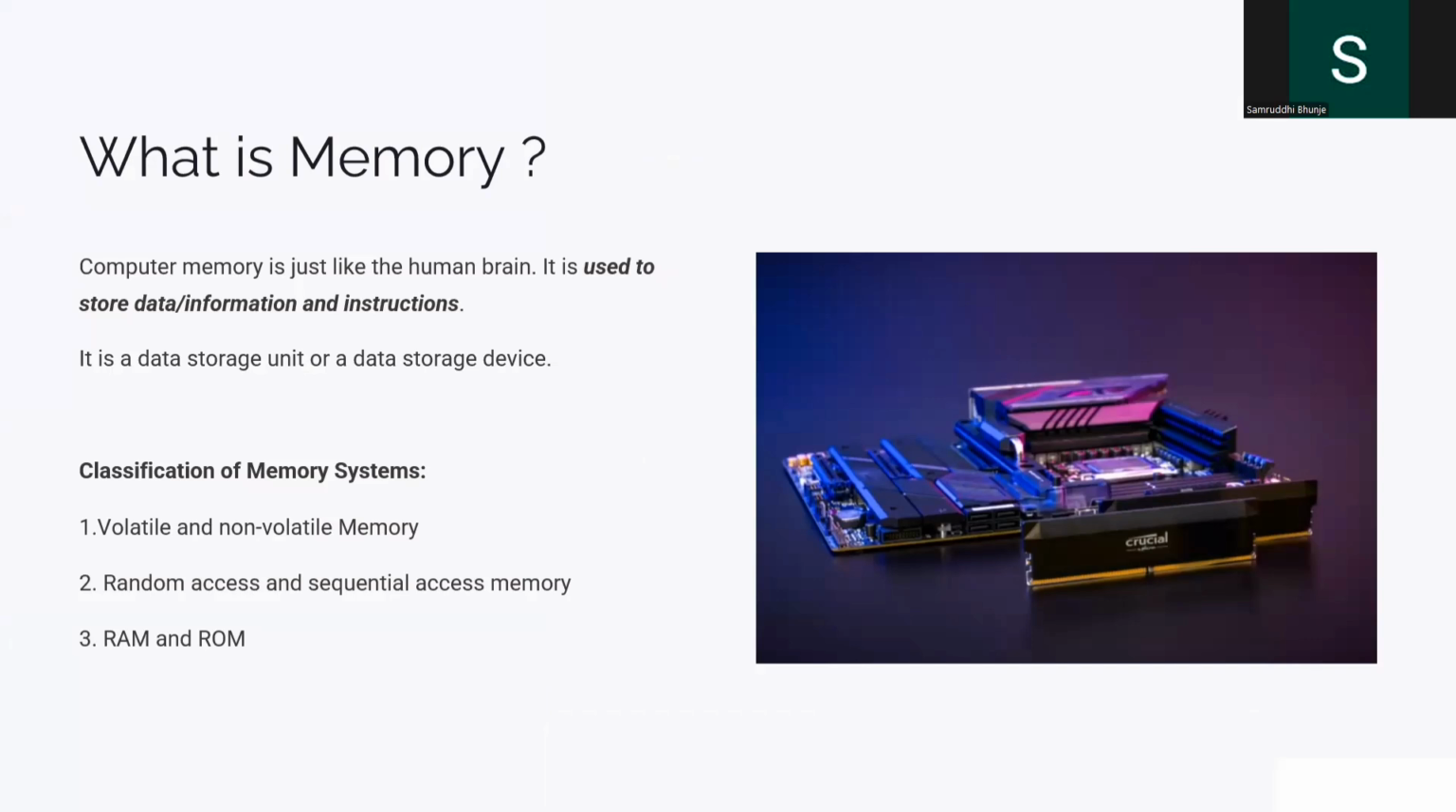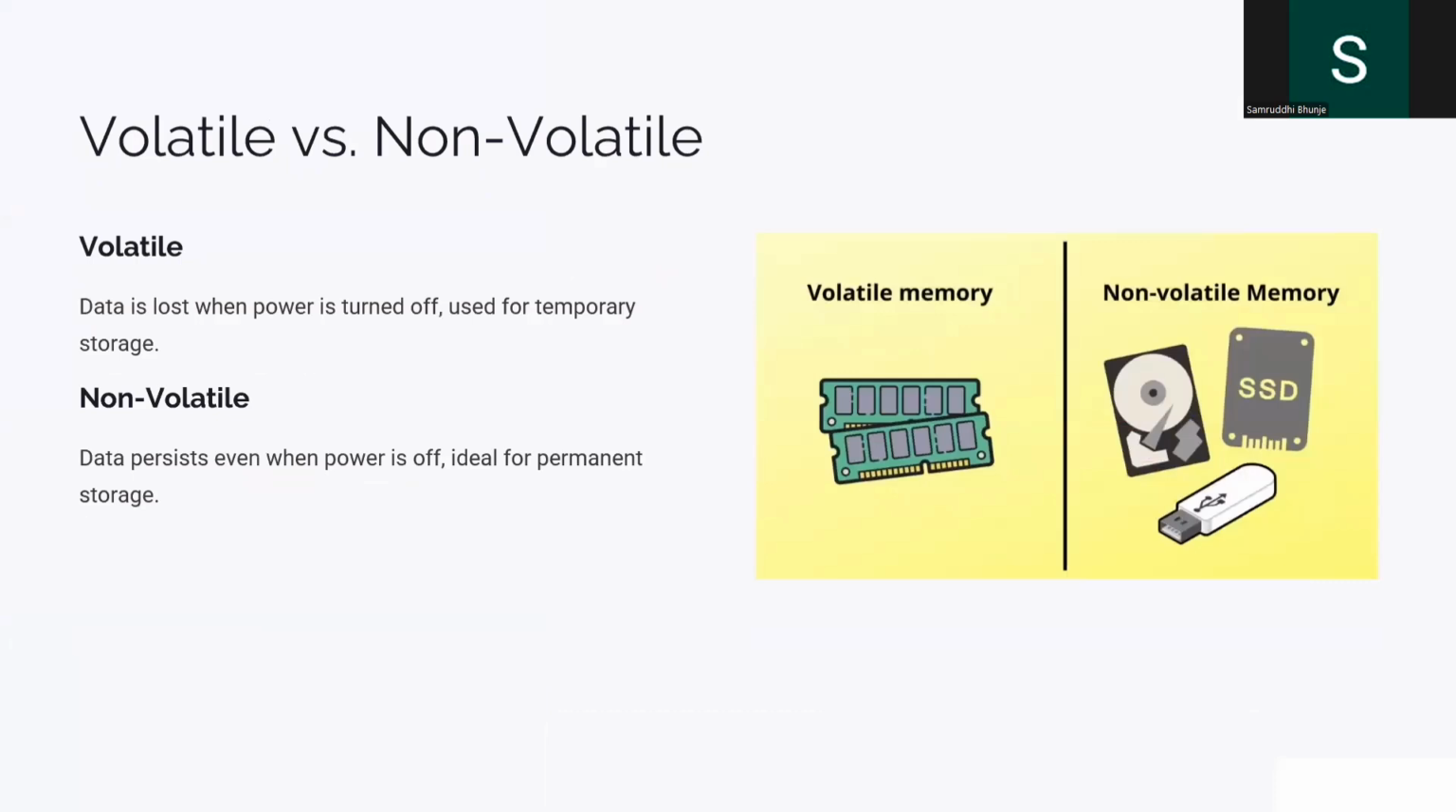First is volatile and non-volatile memory. Another is random access memory and sequential access memory. And the third one is RAM and ROM. Now let's see what is volatile and non-volatile memory. In volatile memory, data is lost when the power is off.